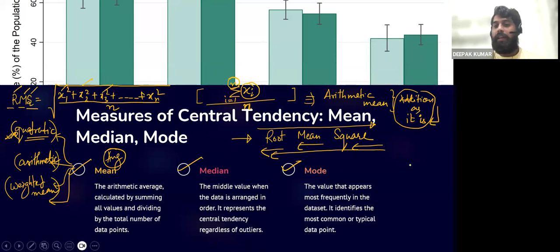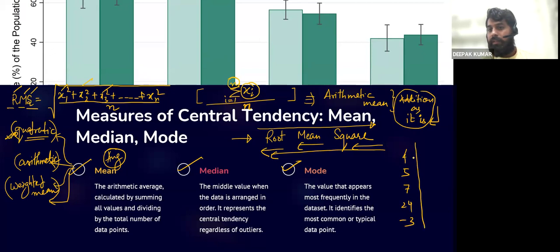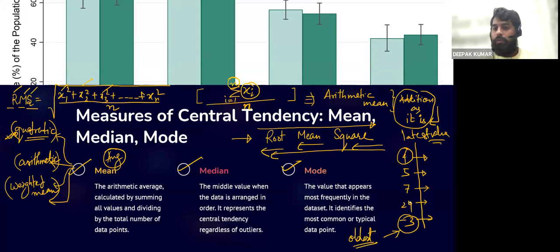Say like you have the values 4, 5, 7, 24, minus 3, and say this is occurring at this time, this is occurring at another time, and so on. So say finally you have this value, this is the latest value, you have 4, and this is the oldest value you have, so we will give.